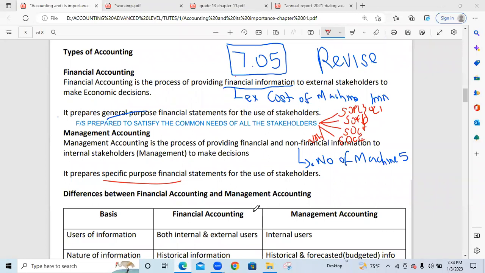So that is what specific purpose financial statements are, only a particular person's purpose you will satisfy. Okay, so, guys, quickly go through and see if you all are clear, so I can go to the differences.